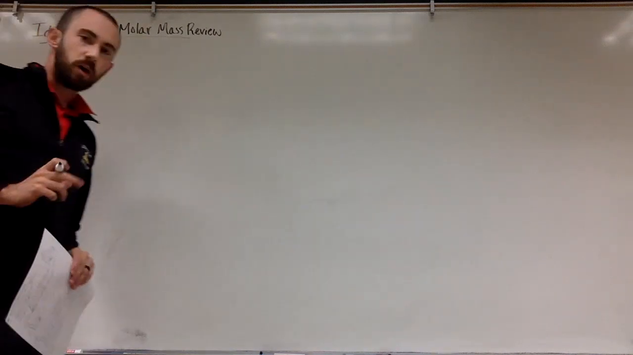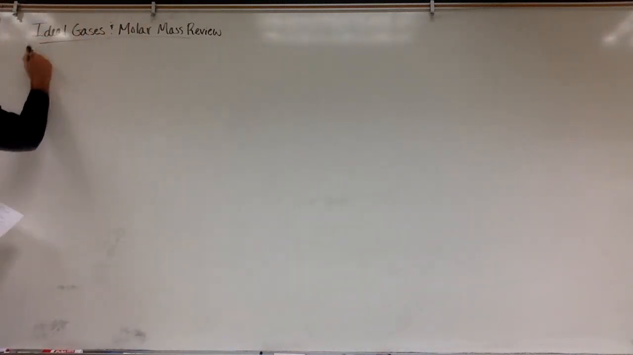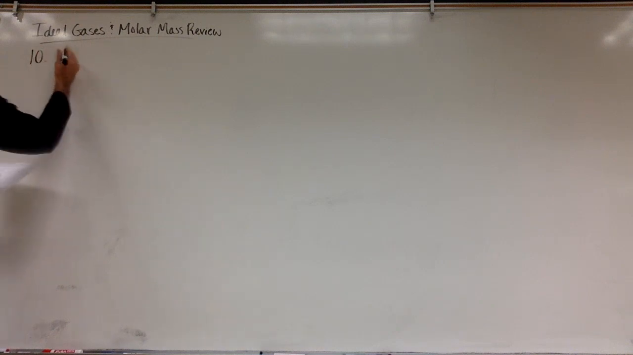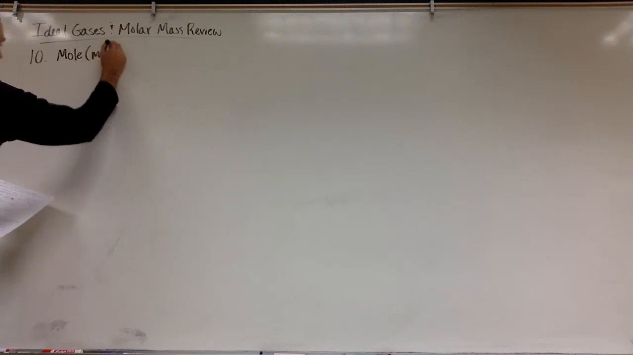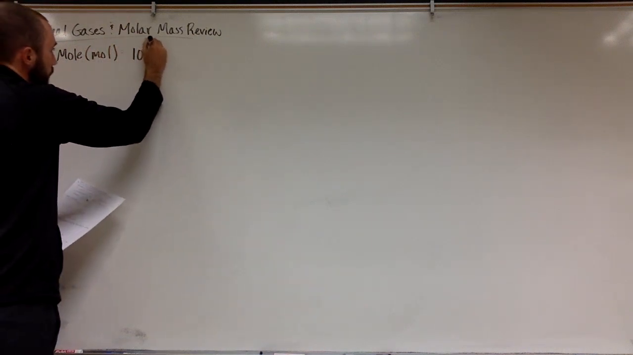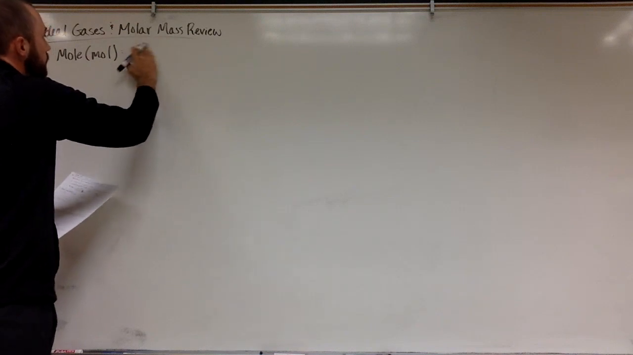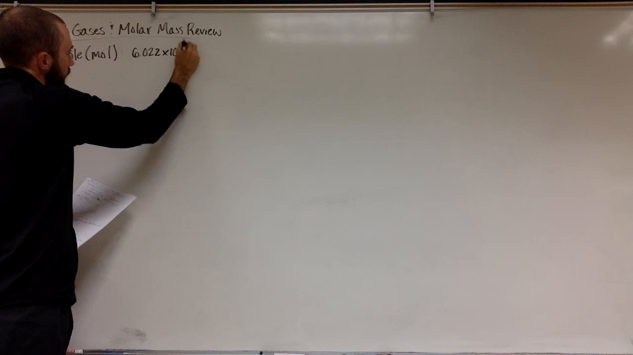Next, we're going to review ideal gases and molar mass. First, anytime we're dealing with molar mass, we're going to use the mole. What is a mole? Represented by MOL, it is 6.022 times 10 to the 23rd of anything.